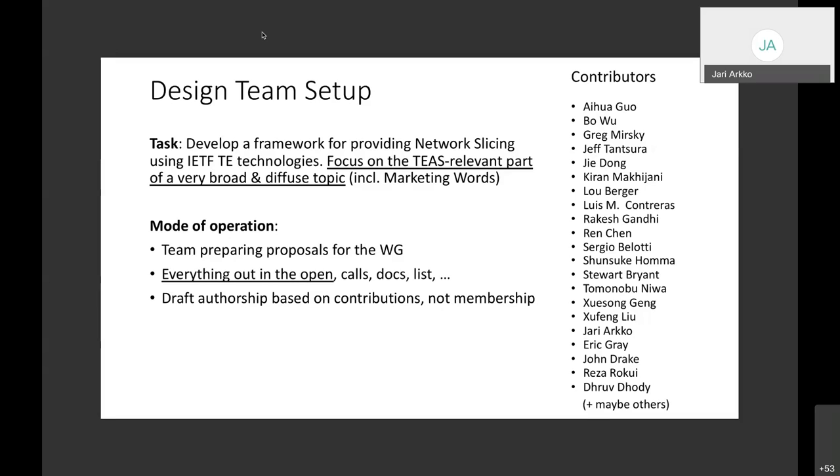And of course, the design team just makes proposals. It's up to the working group to decide whether you want those proposals or some variant of them. We also don't do draft authorship based on team membership, obviously, because we have too many people, but rather based on who actually wrote text for the particular document. So that's how we operate. Next slide, please.